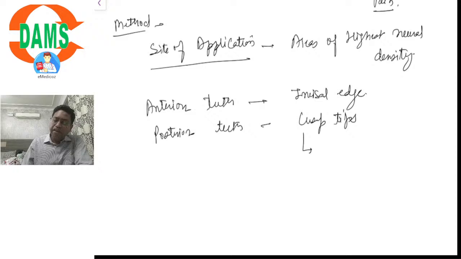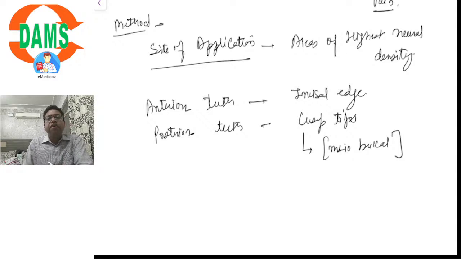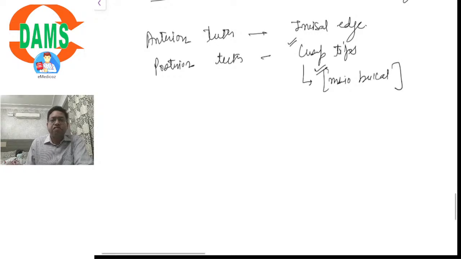Which cusp tip? Mesiobuccal is most favored because, from the knowledge you have, the mesiobuccal cusp has the highest pulp horn. So whenever we are applying an EPT electrode, the most predictable response we get is from the tip of the mesiobuccal cusp. So generally we keep it on cusp tips. Specifically, the question is asking which cusp tip? Mesiobuccal cusp tip for posterior teeth. Okay. So these are the methods through which we use sensibility testing.